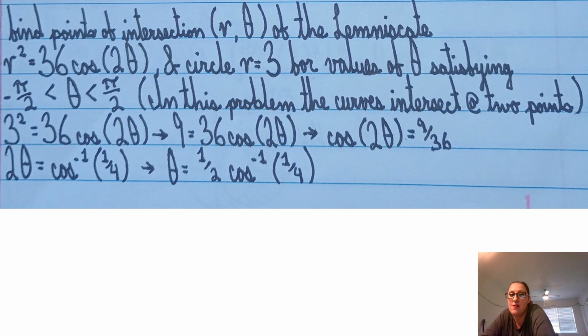Find the points of intersection (r, theta) of the lemniscate r squared equals 36 cosine 2 theta and circle r equals 3 for values of theta satisfying negative pi over 2 less than theta less than pi over 2. In this problem, the curves intersect at two points. 3 squared equals 36 cosine 2 theta goes to 9 equals 36 cosine 2 theta. Cosine 2 theta equals 9 over 36. 2 theta equals arccosine 1/4. Theta equals 1/2 arccosine 1/4.